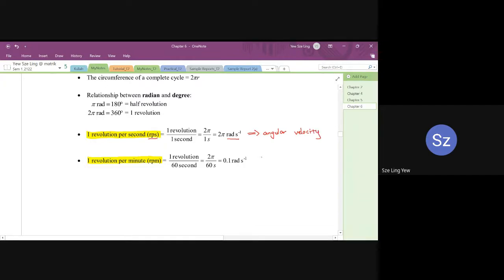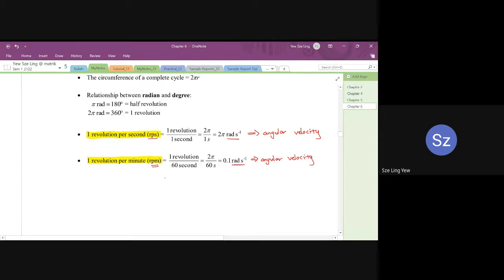This is missing in your notes, so I want you to add it. Another unit conversion is revolutions per minute, RPM. Quite often the question will tell you that you have an object moving at 10 RPM. Then you have to know what RPM means. RPM is 1 revolution per minute, which means 1 revolution over 60 seconds, which equals 2 pi radian over 60 seconds. If you calculate it, you get 0.1 radian per second. Again, the unit radian per second tells you this is angular velocity.